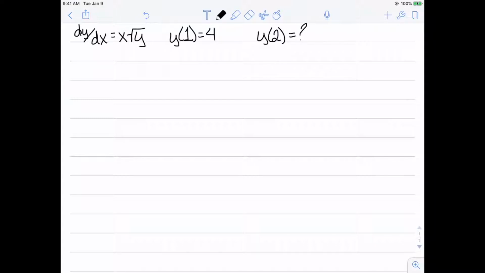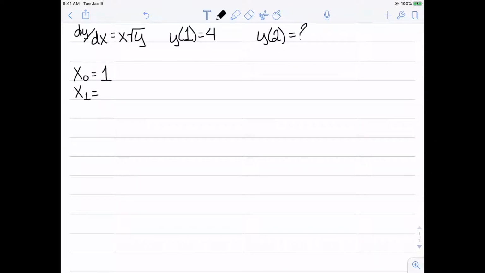Let's look at one more example. This time I have dy/dx is equal to x square root of y. I know y(1) is equal to 4, and I want to know what y(2) is. So once again, we're going to use that h is going to be equal to 0.25, or 1/4.